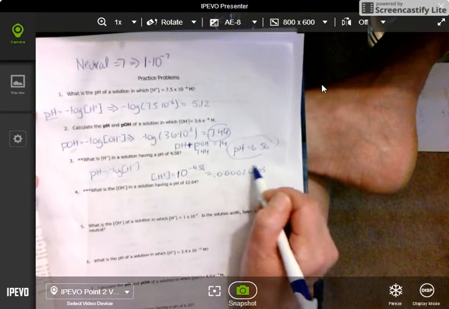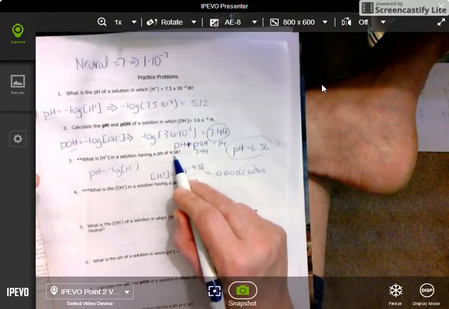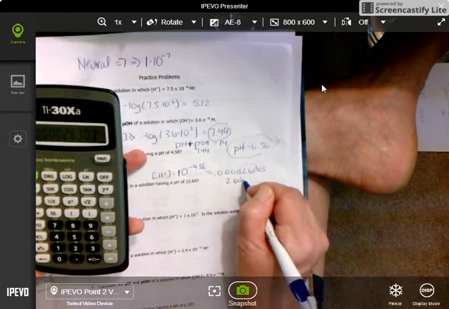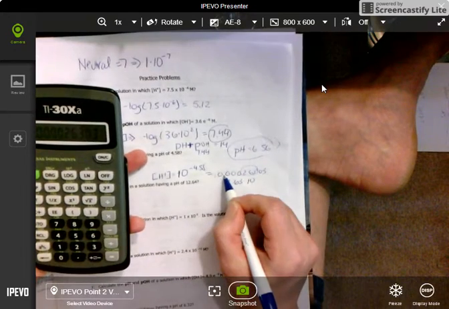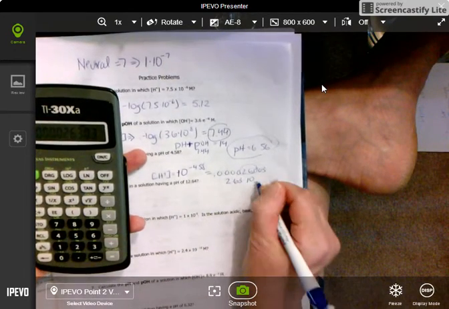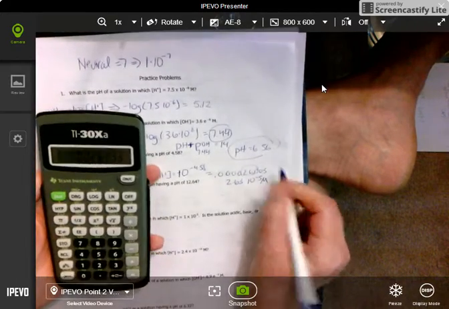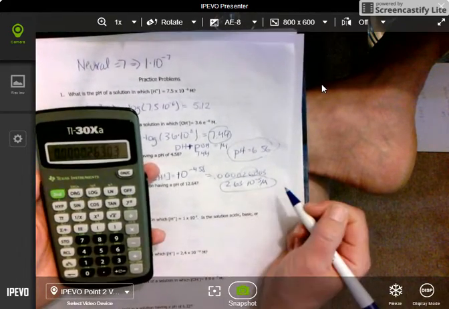I should have three significant figures. Three significant figures. So it should be 2.63 times 10 to the what? 1, 2, 3, 4, 5. 10 to the negative 5. That's its molarity of hydrogen ion concentration. So that's the answer. That's how you do that problem.